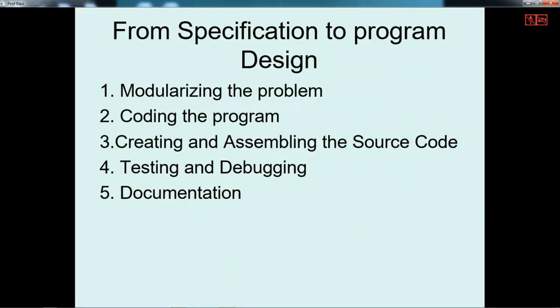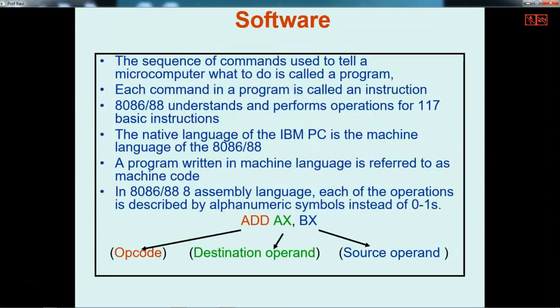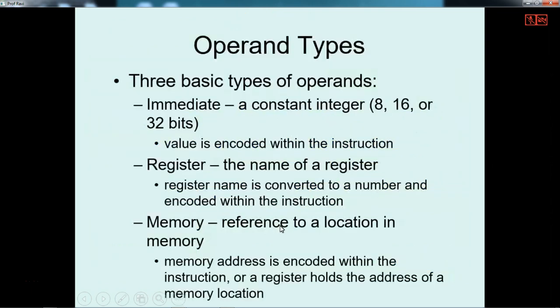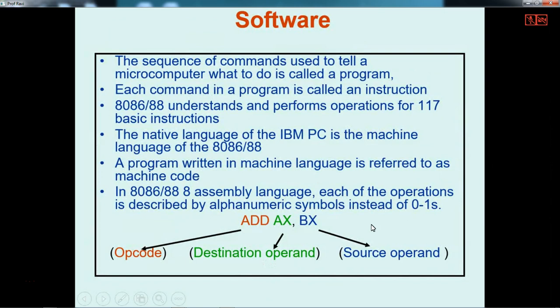Now, coming to the instructions, the instruction format is opcode, and then the destination and the source operand. We are going to write the program in assembly level language. Why assembly level language, we'll see, and then what the operands are. So here, this is your source operand, destination operand, and this is your opcode. This is the syntax of your instruction for 8086.